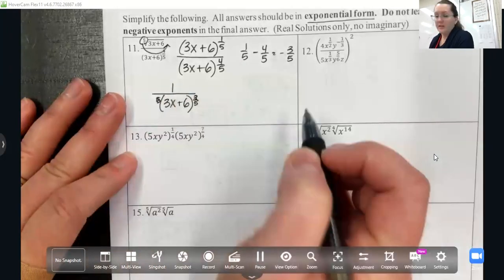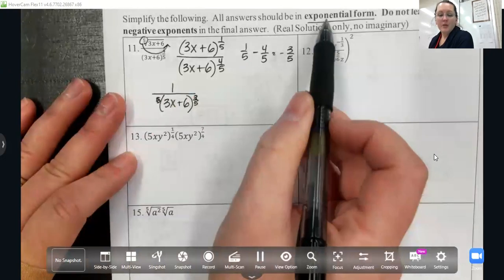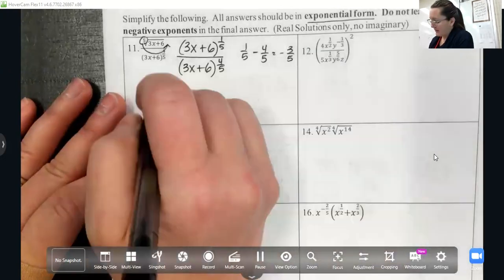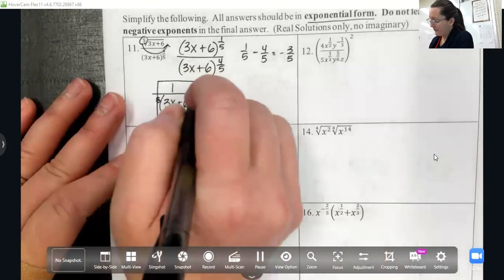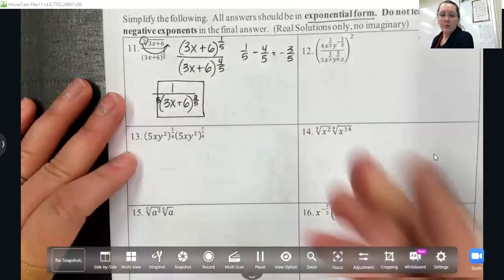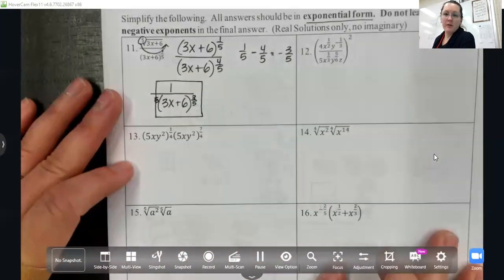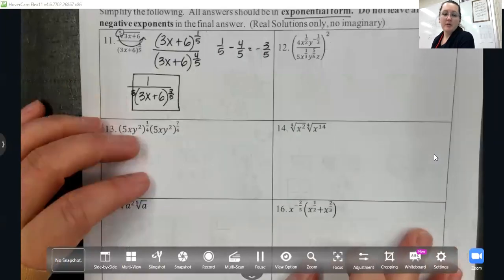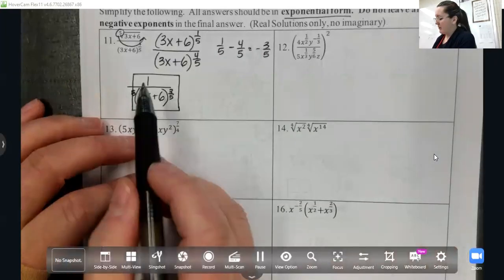Now it says written in exponential form. So I'm going to leave it like this. Okay. So when you get to this part, you want to write it in exponential form and you want to make sure that they're positive. Okay. So we're going to leave it like this. All right. Next one over here.